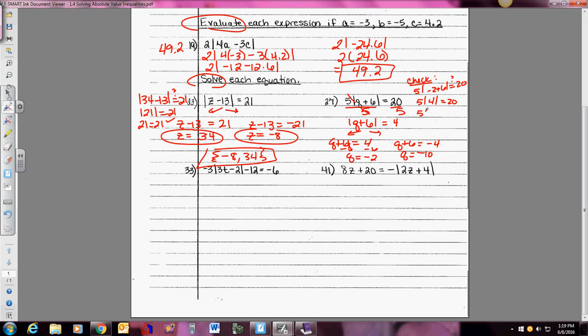Absolute value of 4 is 4. Does 5 times 4 equal 20? Yes, it does. So q is negative 2 was correct, and it worked out. Now let's try the negative 10. You take a second, pause it, check negative 10 and see if it works.